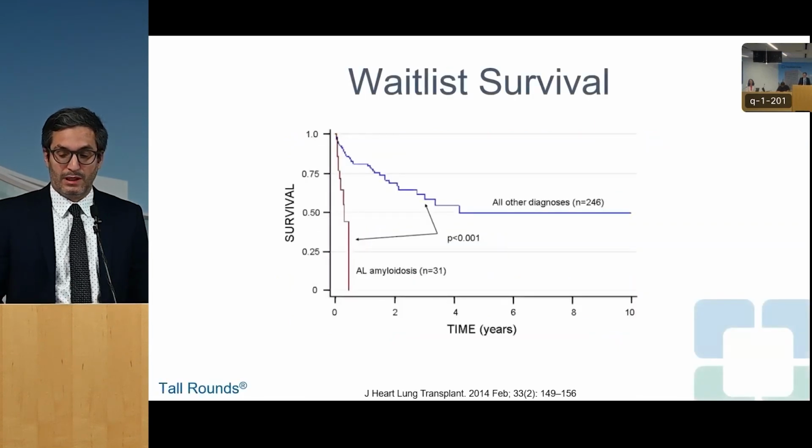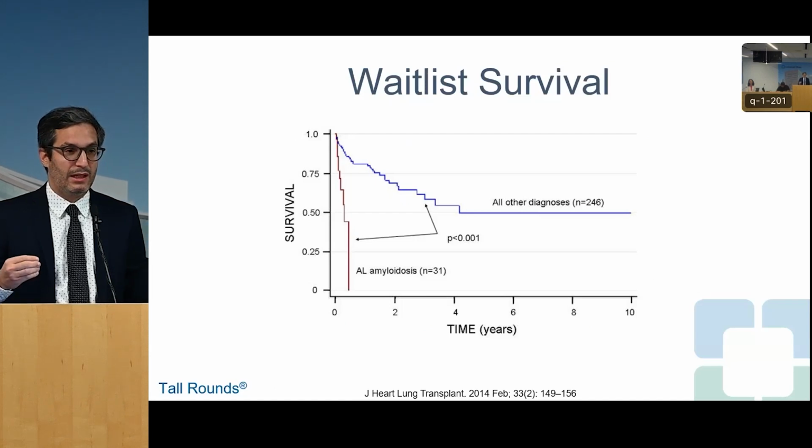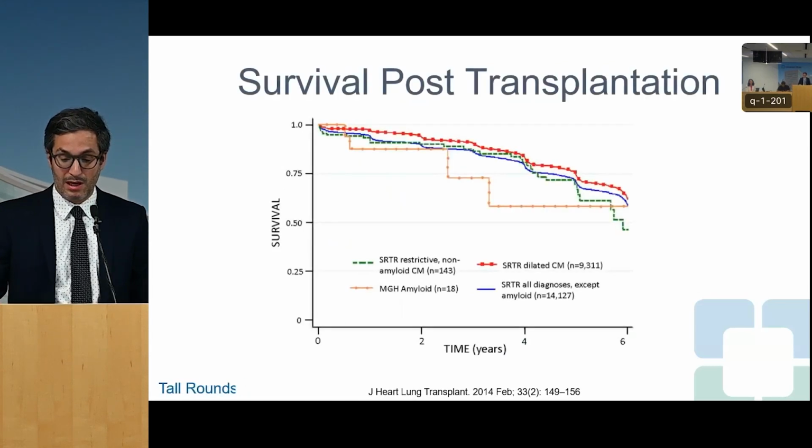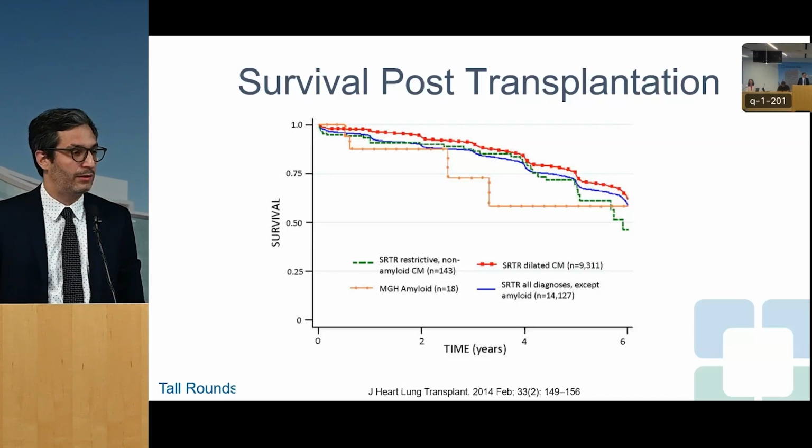The importance of catching the disease early is that if we think these patients need heart transplantation and need to go on the list, and they don't get transplanted, they have very bad survival and high mortality compared to all other diagnoses, as you see in that graph. And when you compare the MGH data on amyloidosis, in yellow, versus dilated cardiomyopathy in red and other restrictive cardiomyopathies in green, you see that in the end the survival post-transplantation is kind of similar.